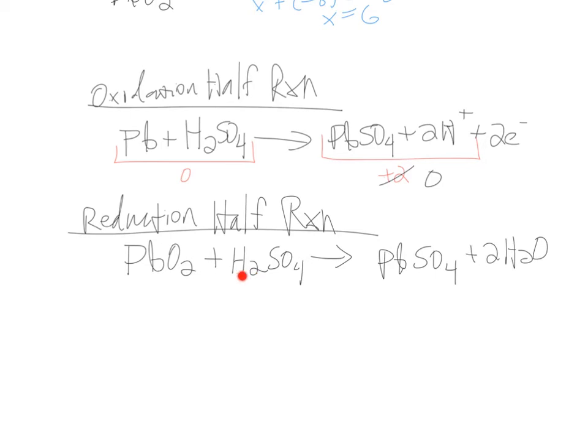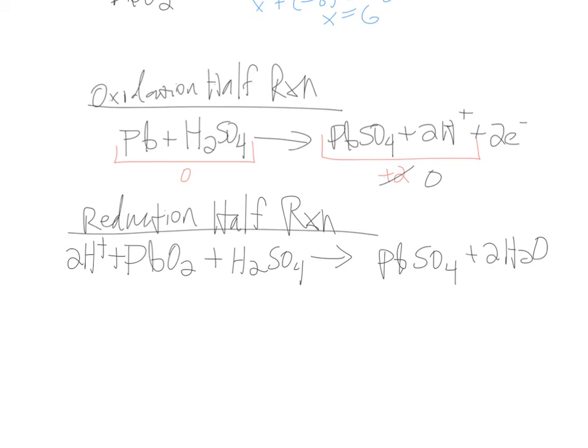We have 2 hydrogen atoms on the left side within sulfuric acid. We have 4 hydrogen atoms on the right side within the 2 water molecules. So to make it match, we add an additional 2 hydrogen atoms on the left side.